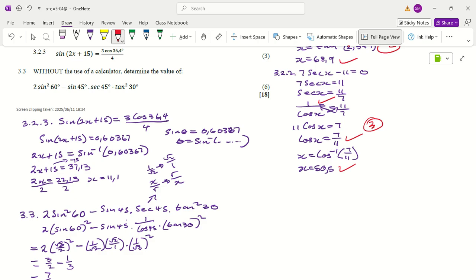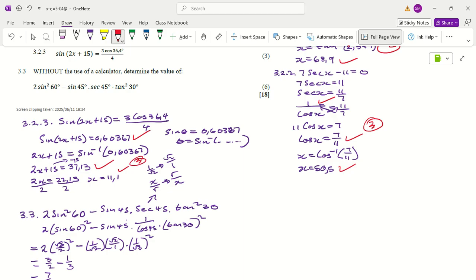And then 3.2.3, you get a mark for your reference angle, which is 0.6037. And then also you get a mark for simplifying in terms of finding the reference angle here, which is 37,13, and then you get a mark for the value of x, that is 3 marks.